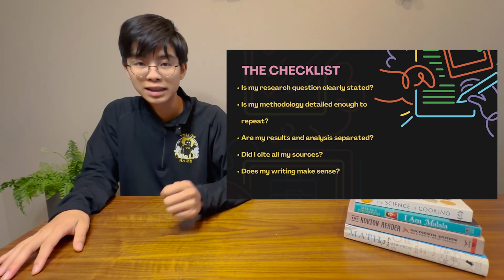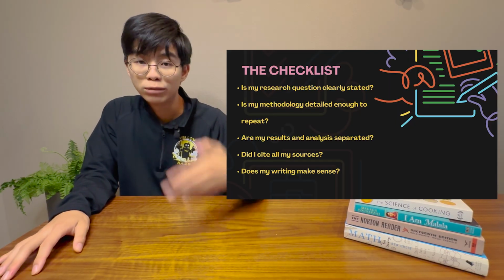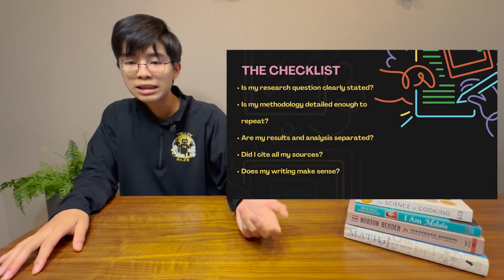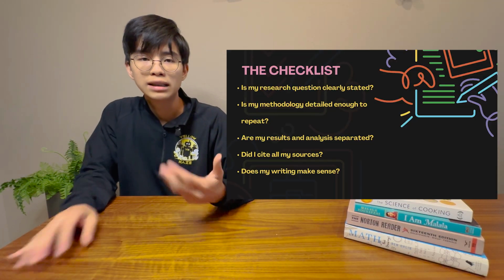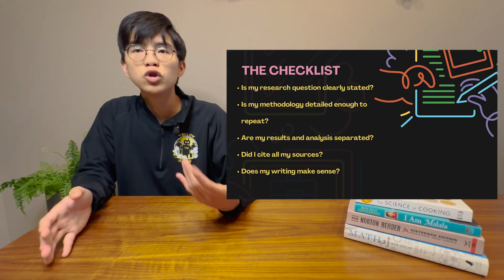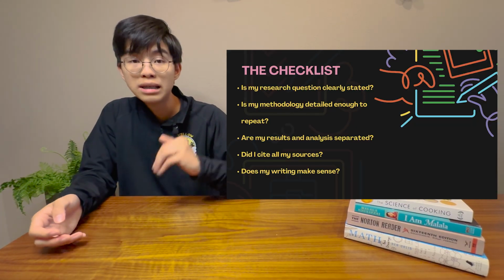Have I stated my hypothesis clearly? Have I stated my engineering goals clearly? Have I made it known to the reader what I'm trying to do? That's the first one. Second one is, is my methodology detailed enough to repeat? One of the most common mistakes is that people write their steps assuming that the reader already knows their methodology. Don't do that. Be specific.